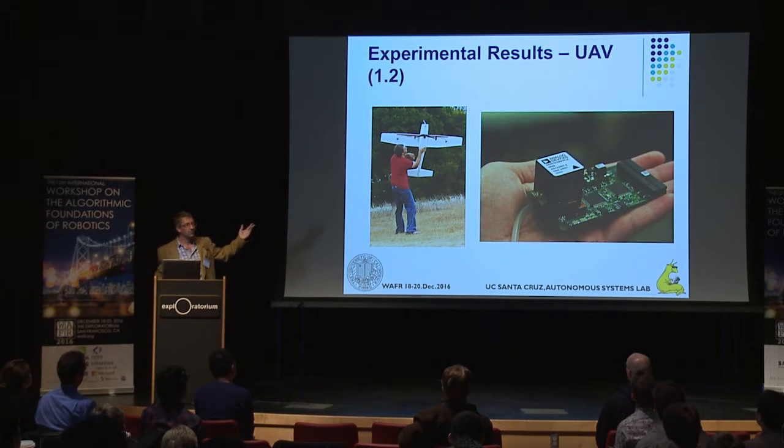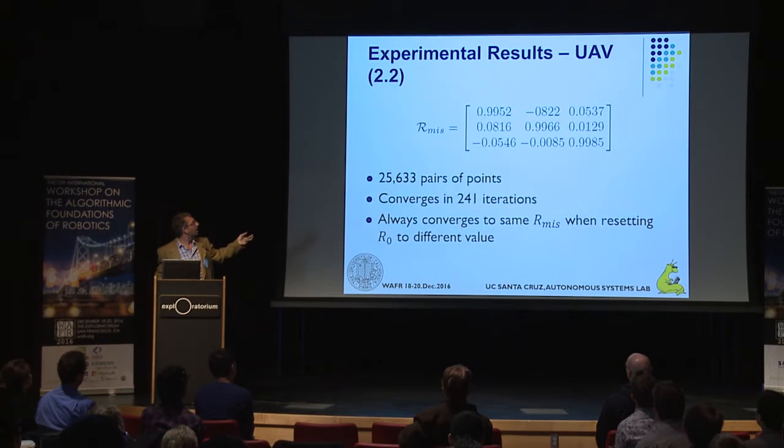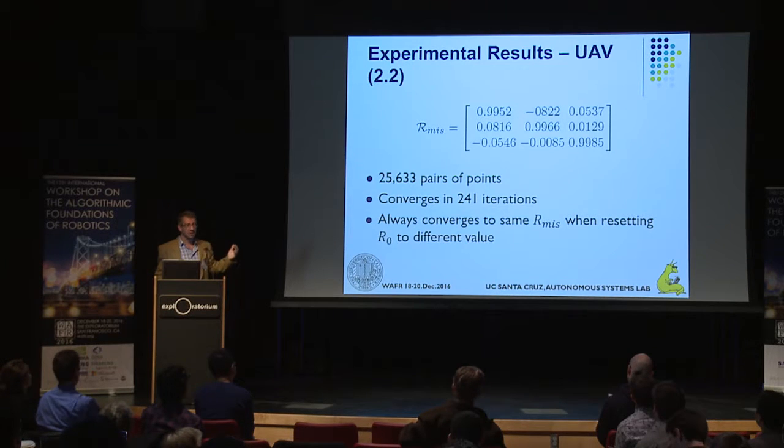Also did it with a UAV. With the UAV, this is sort of the original tumble test. We had 23,000 points on this one, so the algorithm took a while, but again, 241 iterations. It converges. No matter where I started, it always converges to the same one, so fairly confident. That's about a 4 or 5 degree offset between the magnetometers and the accelerometers.